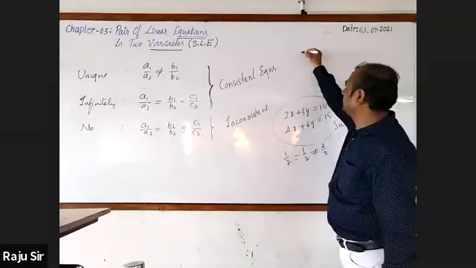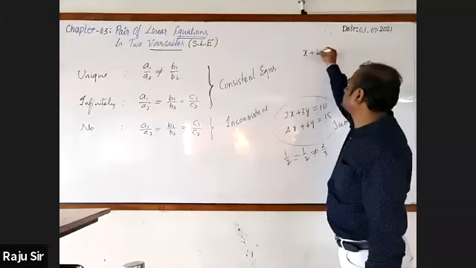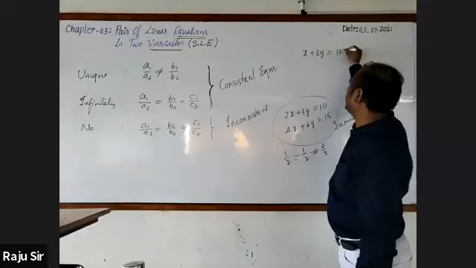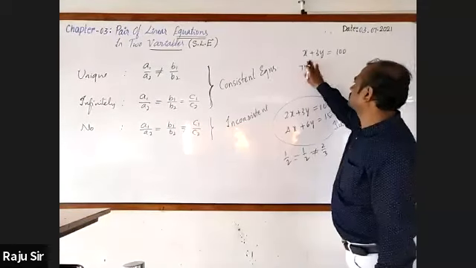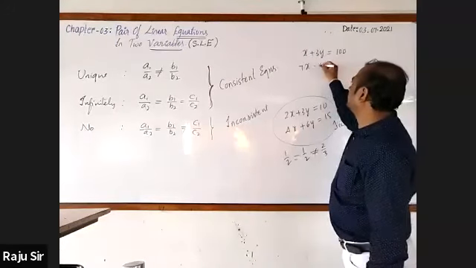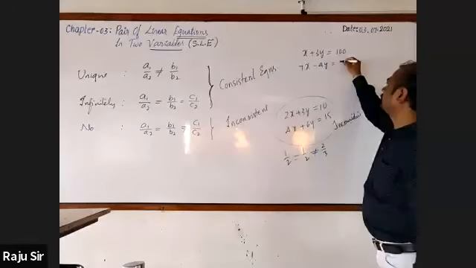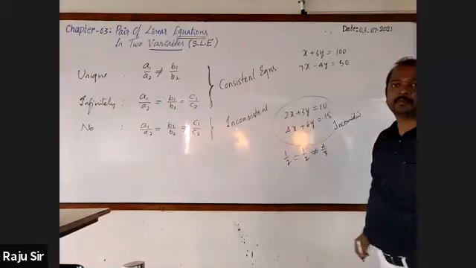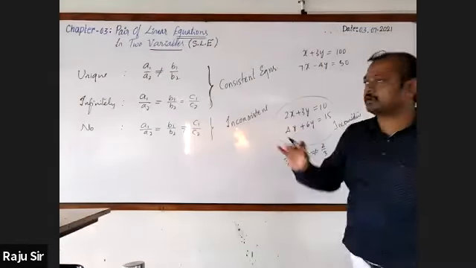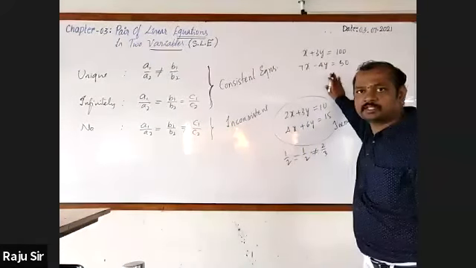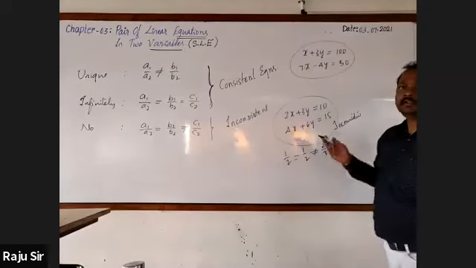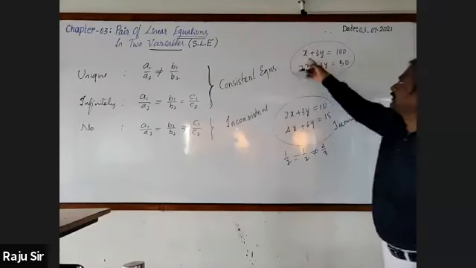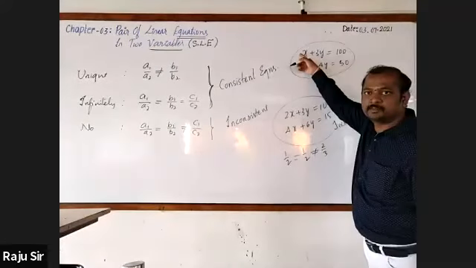Similarly, I take one more. It is x plus 3y is equal to 100, and 7x minus 4y equal to 50. Tell whether they are consistent or inconsistent. Inconsistent. How simple it is.